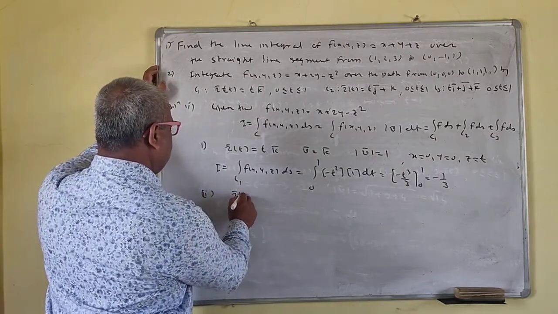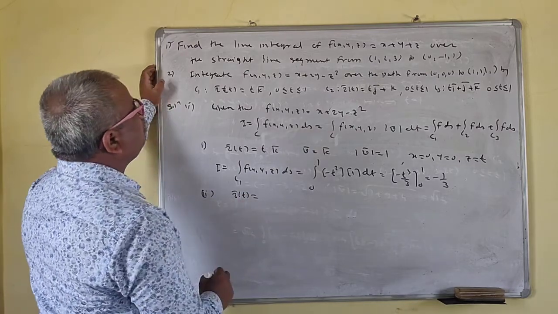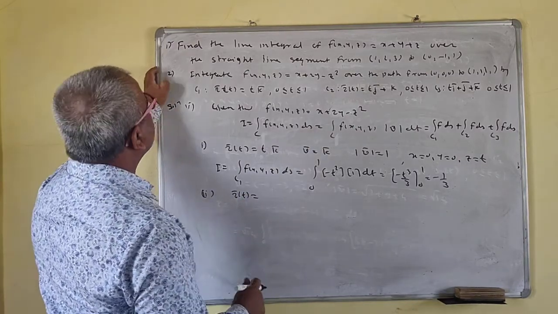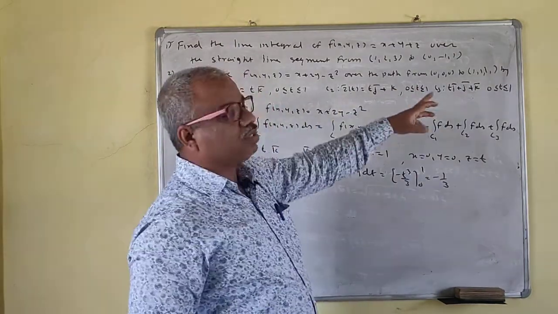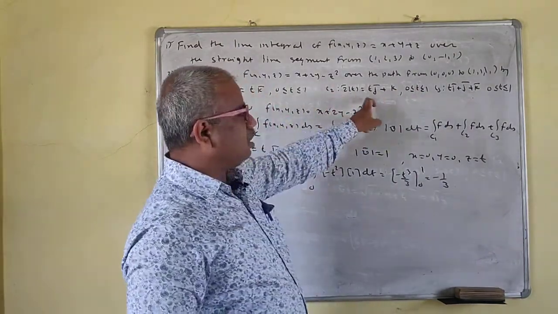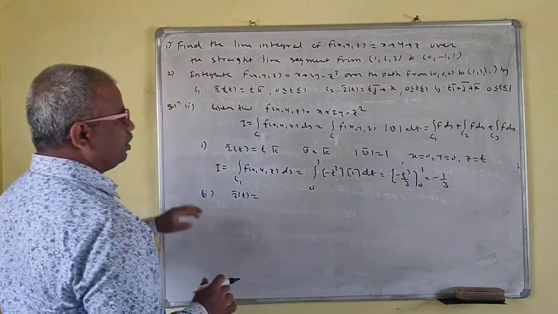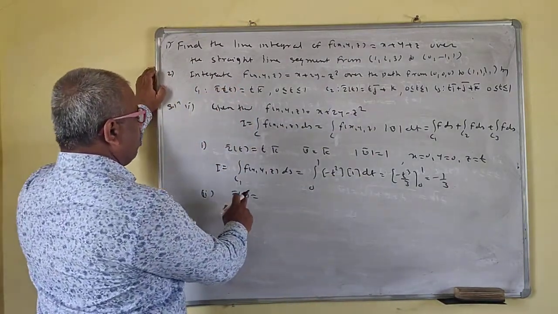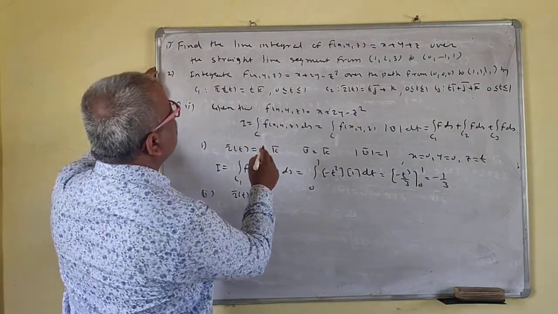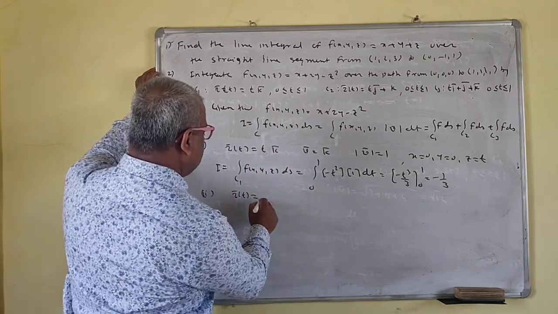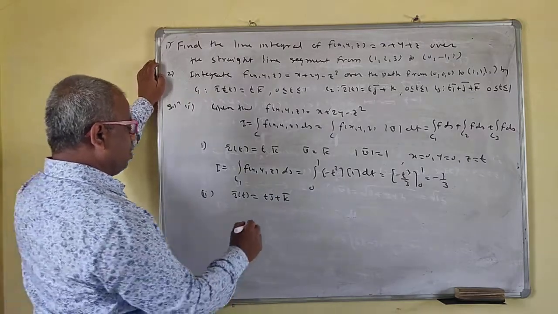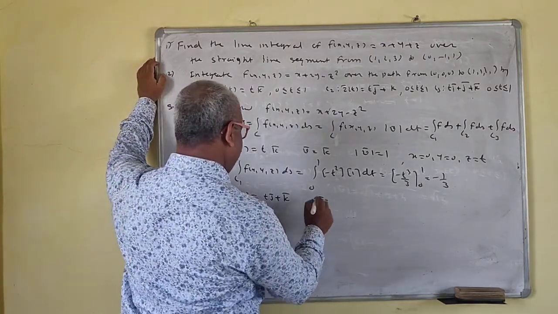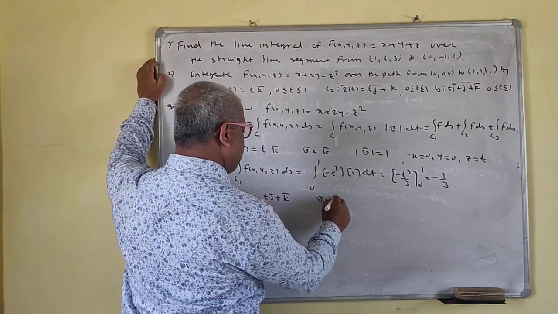Second, r bar of t is equal to... we have given that the integral is over the path joining C1, C2, C3, that means from this to this to this. So that is the meaning of this. Then the second curve, your C2, is t j bar plus k bar. So v bar is just j bar.